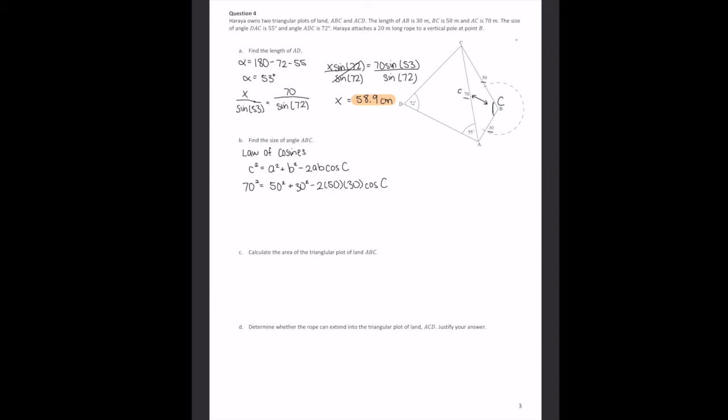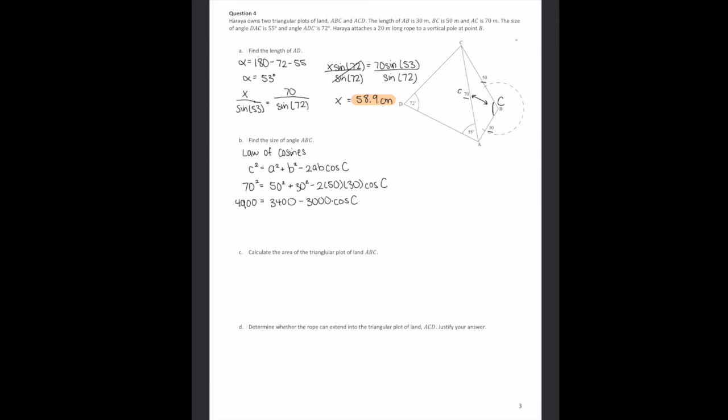Simplifying this, 70 squared is 4,900, 50 squared plus 30 squared is 3,400, and then negative 2 times 50 times 30 is negative 3,000 cosine of C. A really common mistake here that I want to make sure you all don't make is to take the 3,400 and subtract the 3,000 from it. We cannot do this because that would be breaking order of operations. There's a multiplication happening here between the negative 3,000 and the cosine, so that multiplication would technically have to happen before we can do the subtraction.